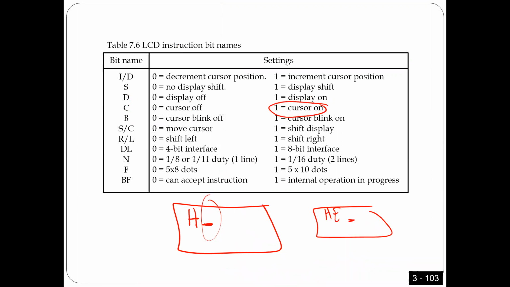What happens if the cursor is off? It's going to be H, that's it, and you cannot see any cursor. If I write E, something like that, you cannot see the cursor. Anyway, it depends on what you want to do.